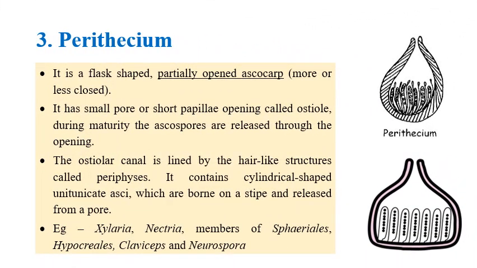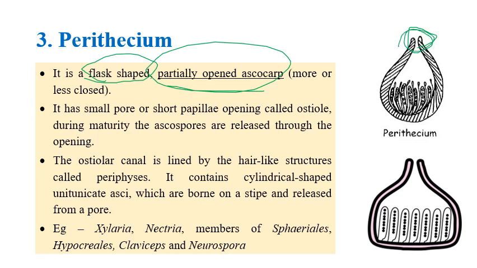Next one, the third one is perithecium. Cleistothecium is completely closed, apothecium is completely open. Perithecium somehow resembles a pycnidium, right? Here it is a flask shaped structure with a partial opening, or a narrow opening. This narrow opening is again called an ostiole or slit. I repeat, it resembles a pycnidium, okay?